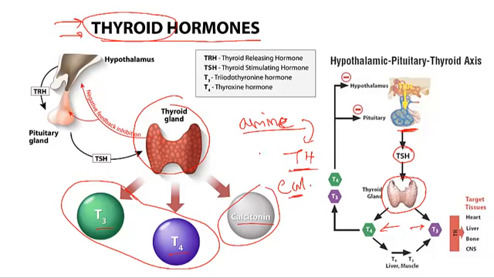Now the targets and function of all these hormones, if you look, the function of the TH or thyroid hormones, that are T3, T4, they actually regulate mainly metabolic processes in our body.